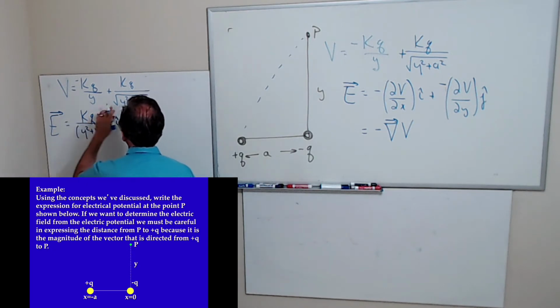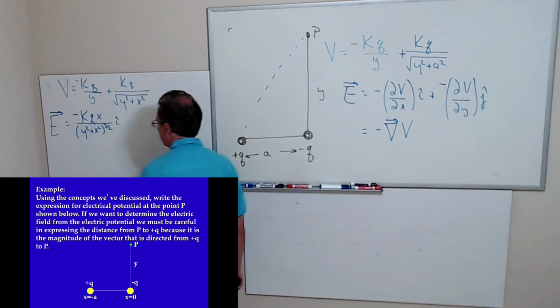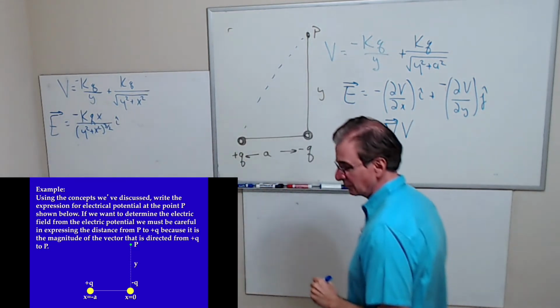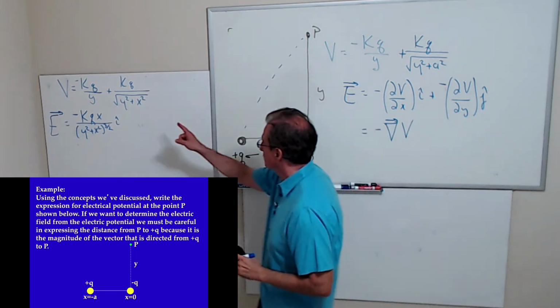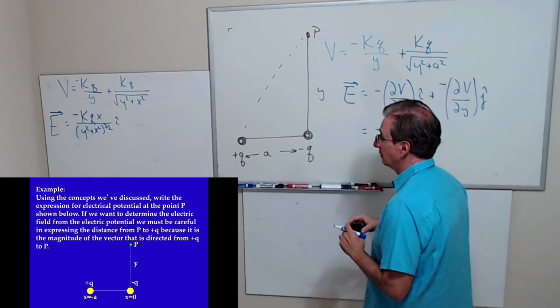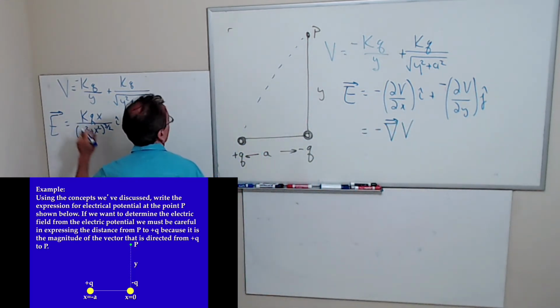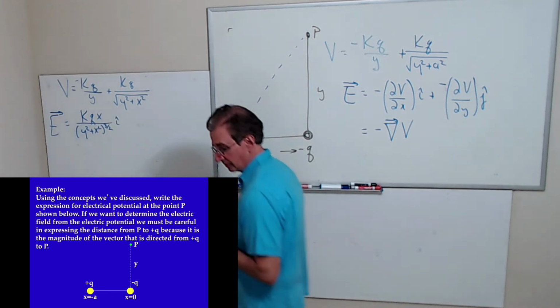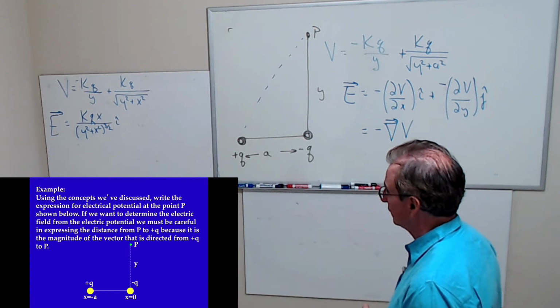And this one should be, let's see, negative. Check my math. I took the derivative of this function with respect to x, and then I got to take the negative of it. Oh, new power, sorry. Does it look okay? Please check my math.